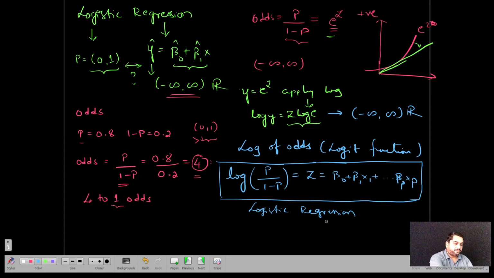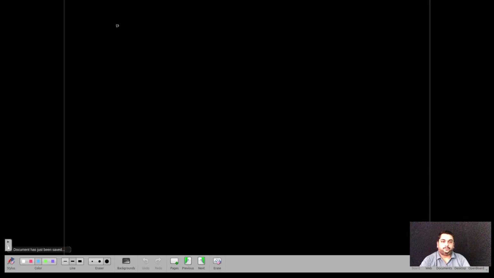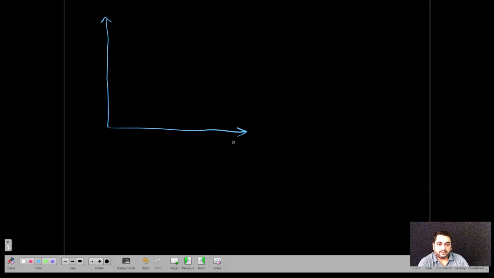Now, just to summarize, we had data like this, categorical data. Let us say x is the hours a student studies per week, and how it will impact his result. The y is pass or fail. So the outcome is either pass or fail.